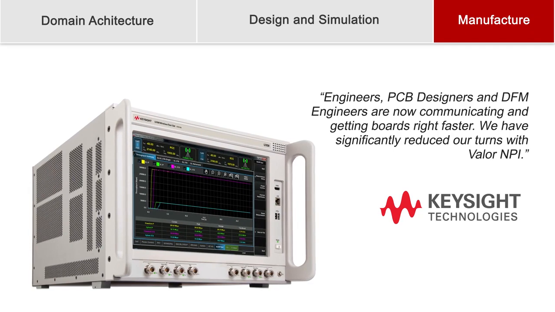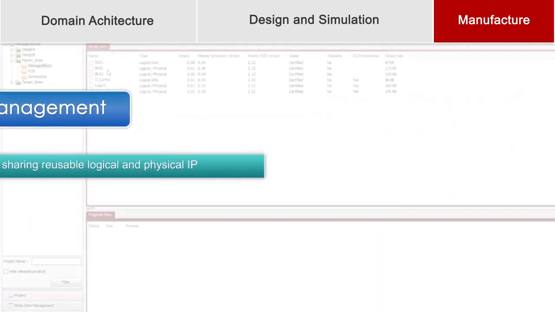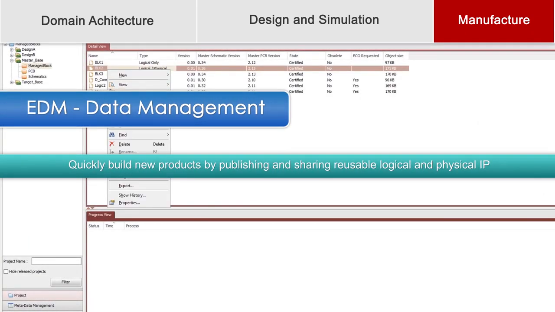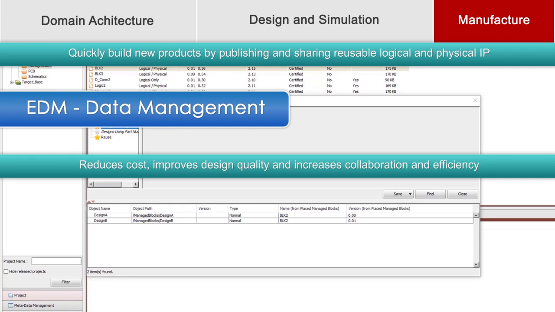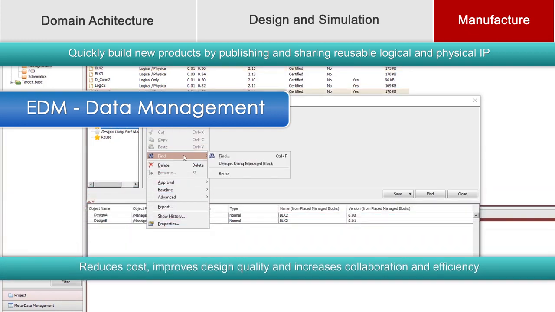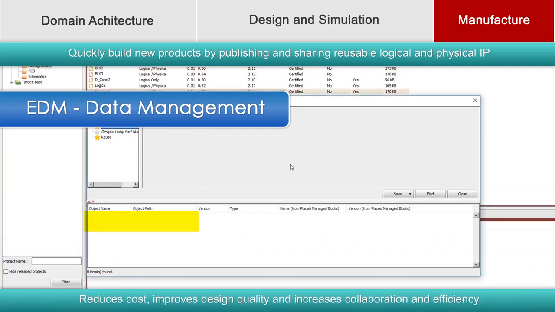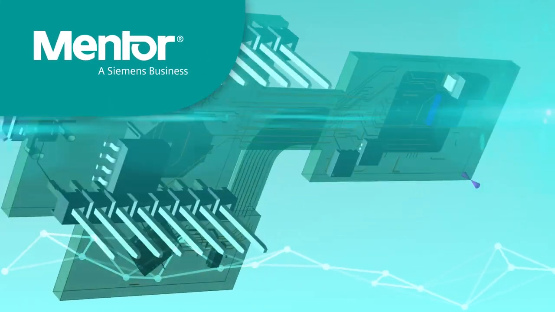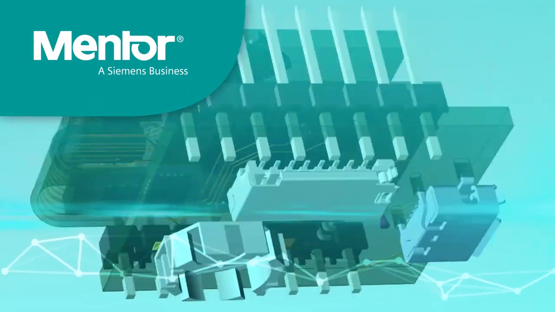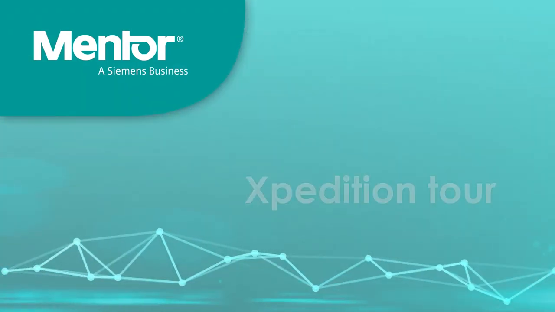Xpedition Data Management is a single, integrated, centralized data and information hub that facilitates creation and management of engineering component, library, and design data to ensure quality, integrity, and security throughout the entire product development flow. Xpedition Enterprise is the industry's most innovative PCB design collaboration platform, providing integration from system design definition to manufacturing execution.